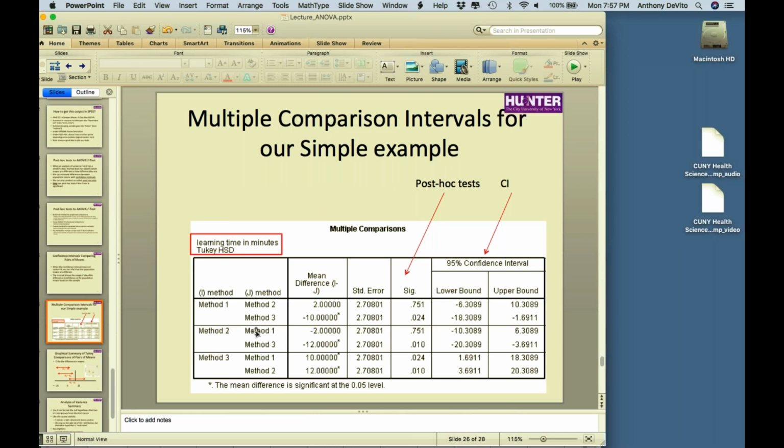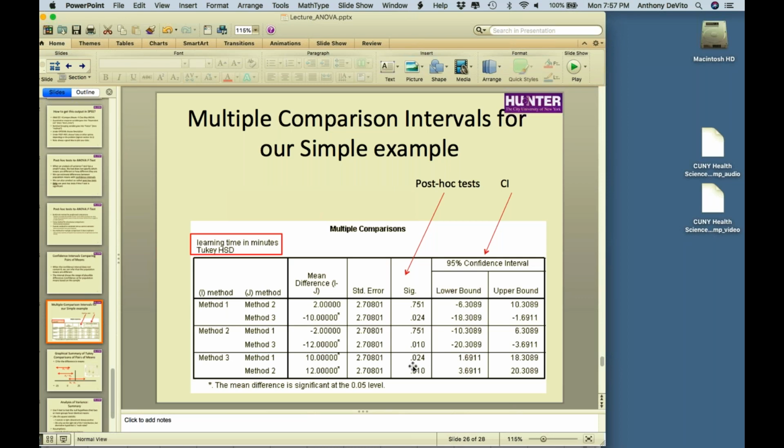How about method 2 and method 1? Same deal as we did above, same result. How about method 2 and method 3? Oh, that's less than 5%. And this repeats for method 3 and method 2. Again, same analysis we did there with the same results, 0.024 and 0.01.